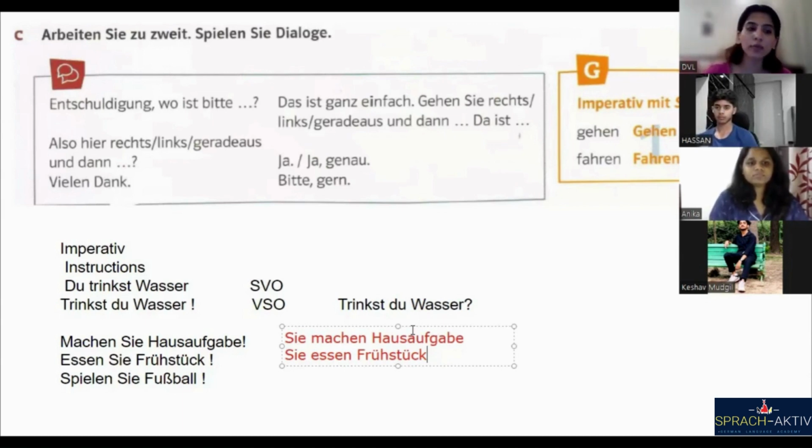A2 mein aapko aur bhi ye detail mein aayega ki jab du likhte hain to aap ye short form kar sakte ho, jaise abhi Hasan mujhe pooch raha tha. But for A1 level, please go by the rule. A2 mein I'll tell you ki isme aap shortcuts kya use kar sakte. Clear? So this is your imperative. Okay, imperative is instructions. Any doubts till here? No. Okay, super.